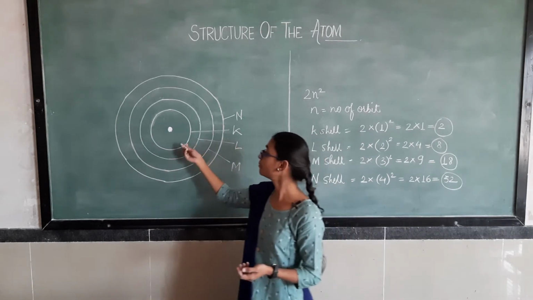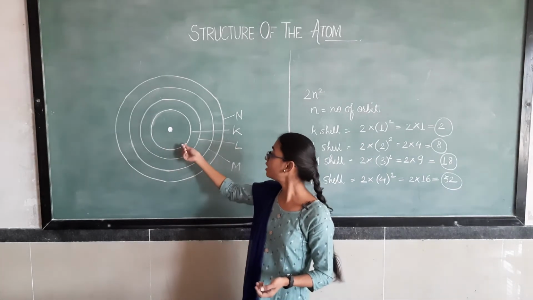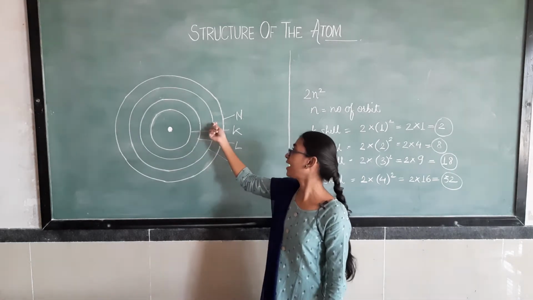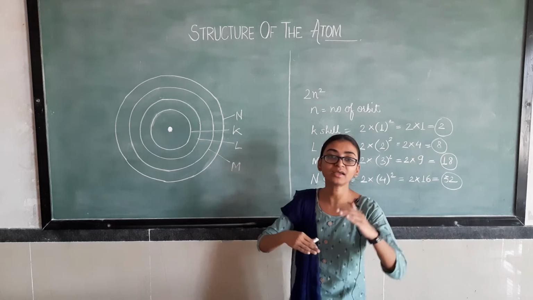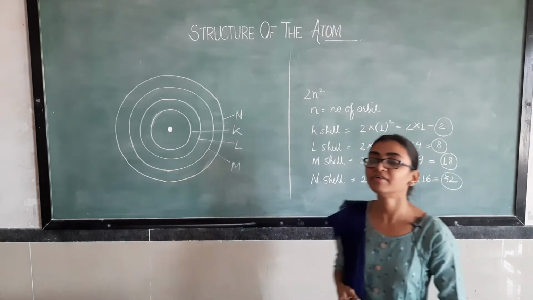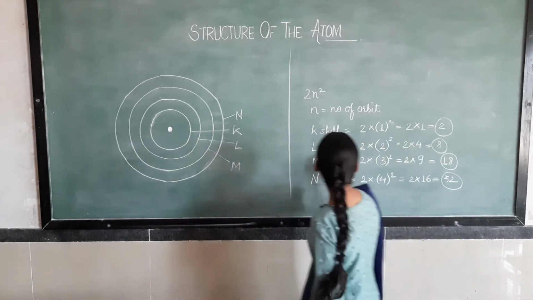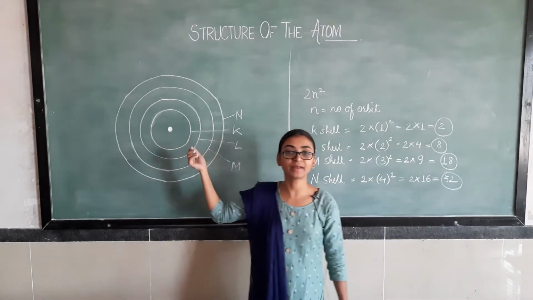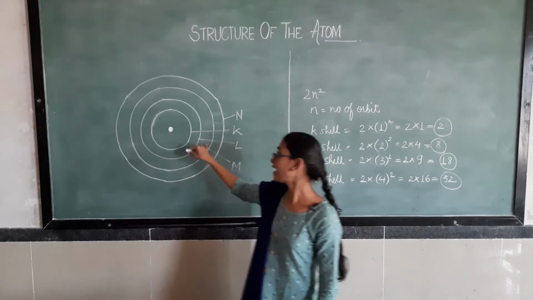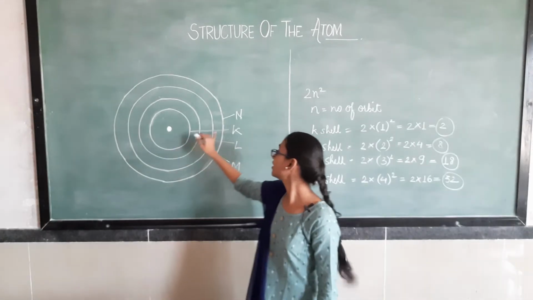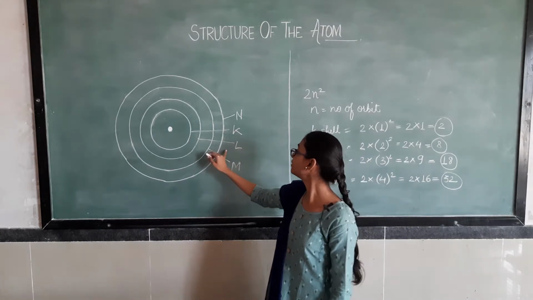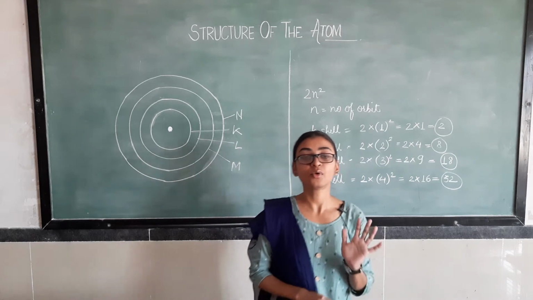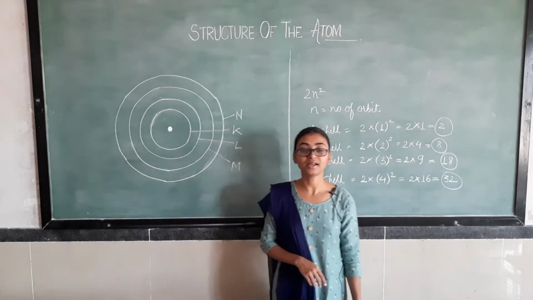First the electrons will be filled in the K shell, then in the L shell, then M and N. In this systematic, ordered manner, we will fill the electrons. We know that in the K shell the maximum number of electrons is 2. After that the L shell can hold 8, then 18, and then 32, and it goes on increasing. On the basis of this we are going to see how the electrons are arranged.